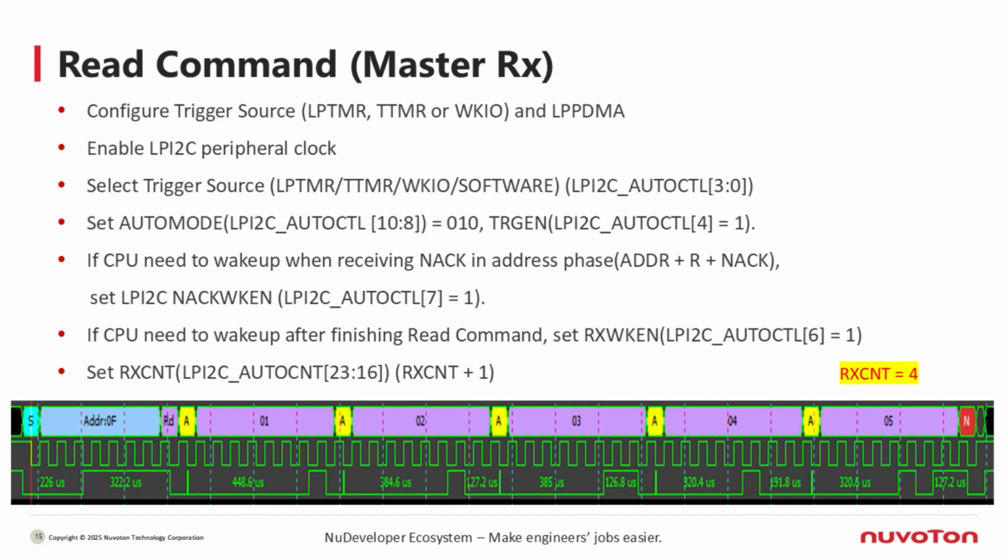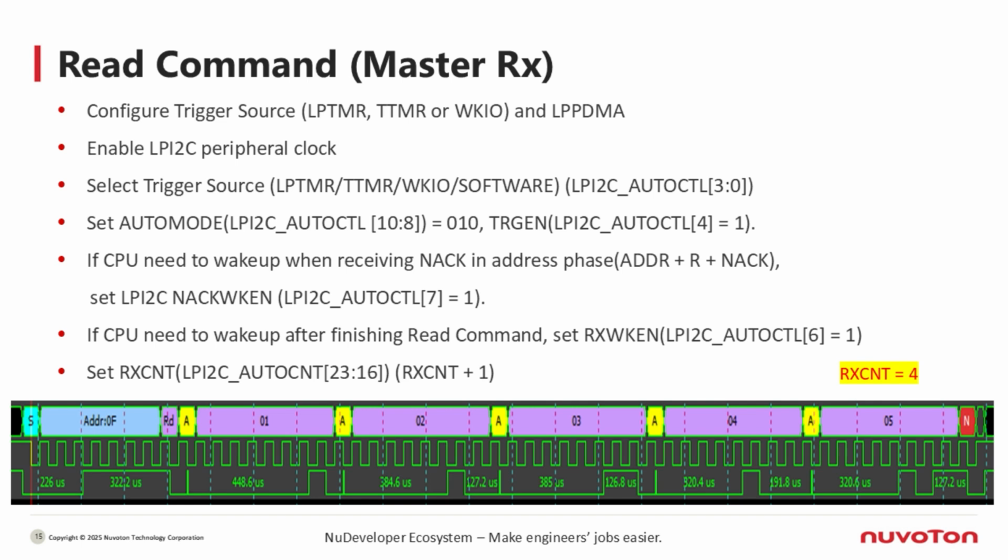First, just like with transmitting, we set the trigger source, then turn on the clock for the low power I2C and enable auto operation mode. If you want the CPU to wake up when a NACK is received during the address phase, you'll set the 7th bit in the auto CTL register.